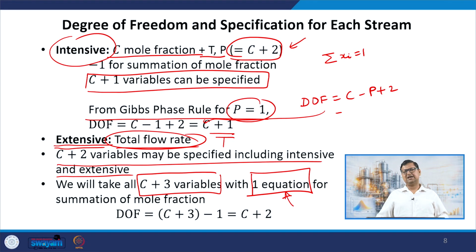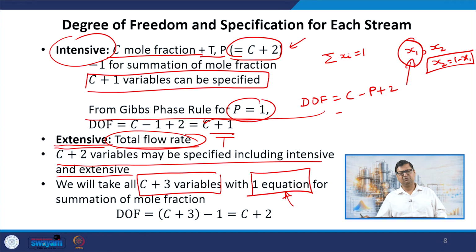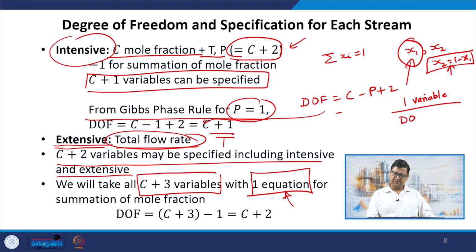So one possibility is that we don't consider the last mole fraction as a variable. In that case, we don't have to use the summation of mole fraction equation. Let us say for a binary system, we have two mole fractions x1 and x2. I can say I have a single variable here, x1, and x2 comes from 1 minus x1. So I don't define this equation. I simply say I have a single variable x1. In that case, I am counting only one variable and I am not counting this equation. So this will give me a DOF equal to 1 for that system.